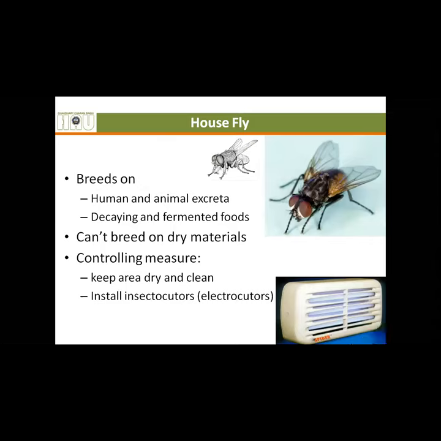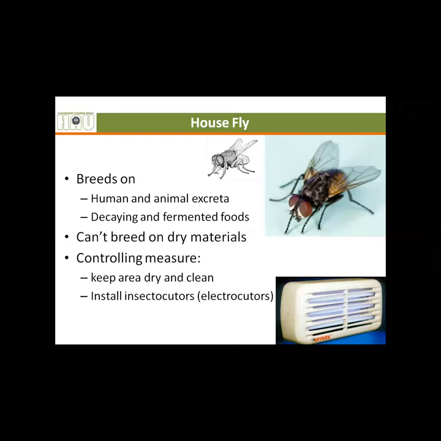Another is the housefly. This can breed on human and animal excreta, and they also can breed on decaying and fermented foods also. They can't breed on dry matter. And yes, they can transfer different types of disease, either in their secretion, which they secrete to dissolve the food, or on their legs or something like that. We can control these flies by keeping our area dry and clean.